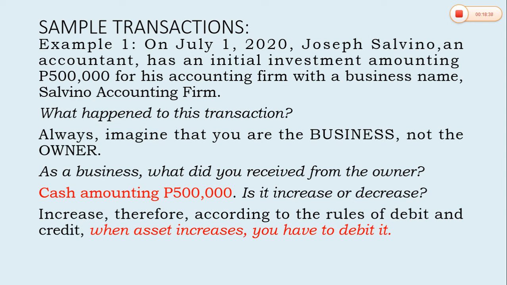So, example number 1, on July 1, 2020, Joseph Salvino, an accountant, makes an initial investment amounting to 500,000 for his accounting firm with the business name Salvino Accounting Firm. Now, what happened in this transaction? One tip that I gave to you a while ago is that you really have to consider yourself as the business, not the owner. So you are now Salvino Accounting Firm. You are not Joseph Salvino. Okay? So, as a business, what did you receive?